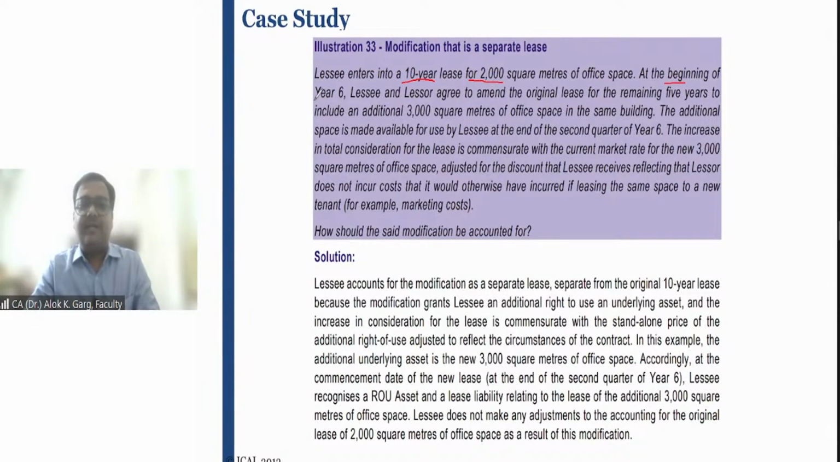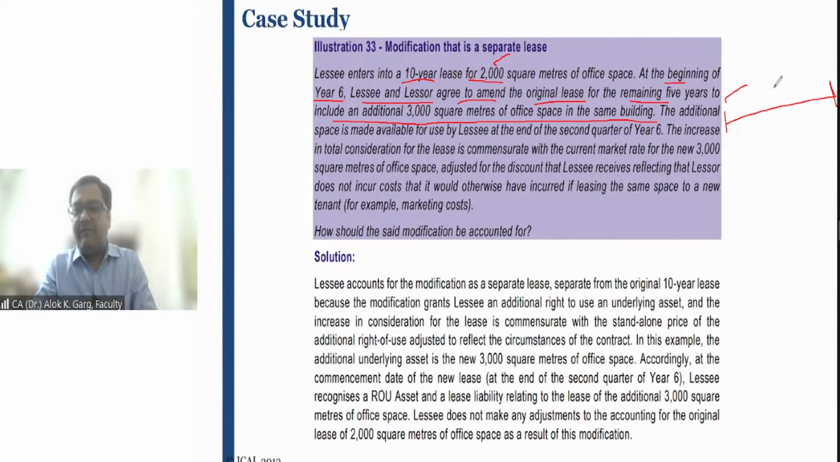At the beginning of year 6, which means after 5 years, lessee and lessor agree to amend the original lease for the remaining 5 years to include an additional 3,000 square meter of office space in the same building. So after 5 years, the lessor and lessee agree to amend the original lease contract for the remaining 5 years, right? So the total agreement is for 10 years, and this total agreement for 10 years is for 2,000 square meter of office space.